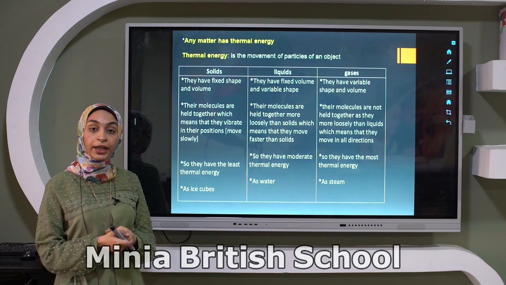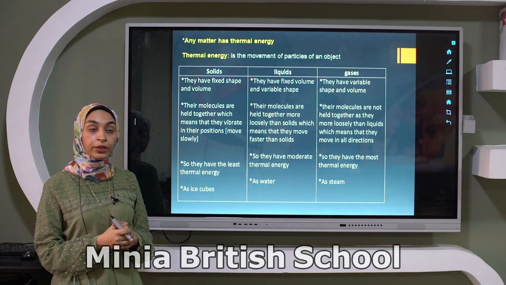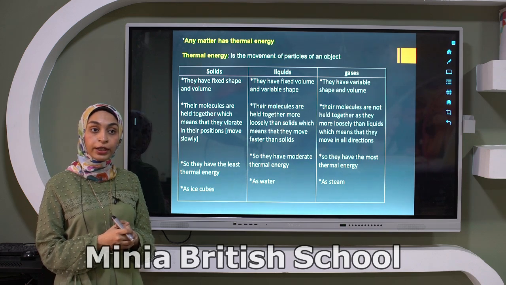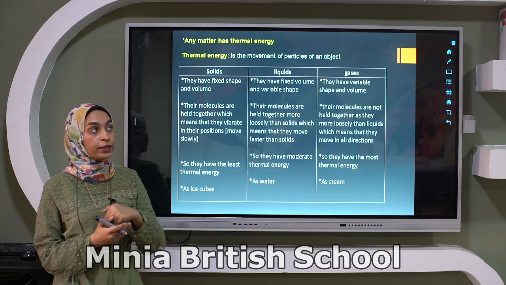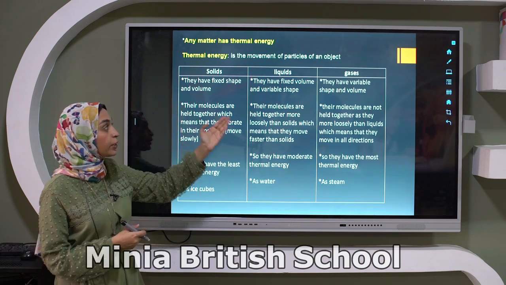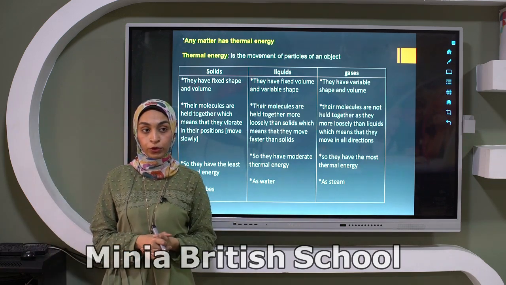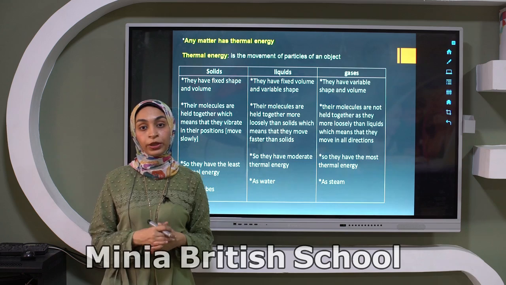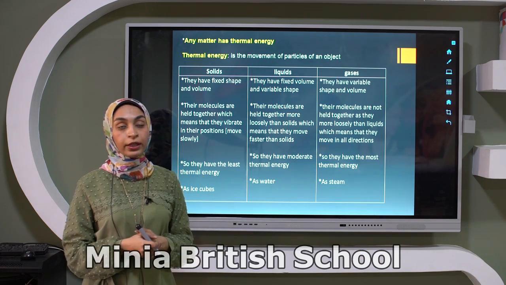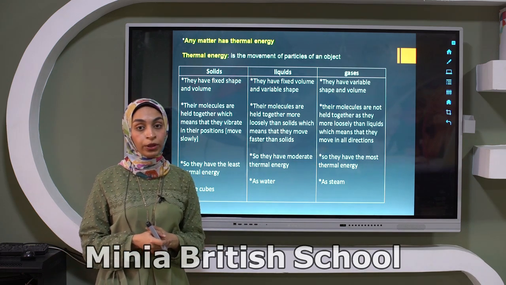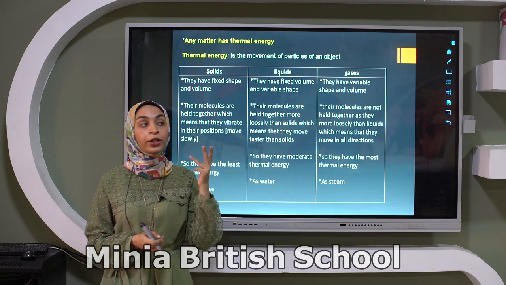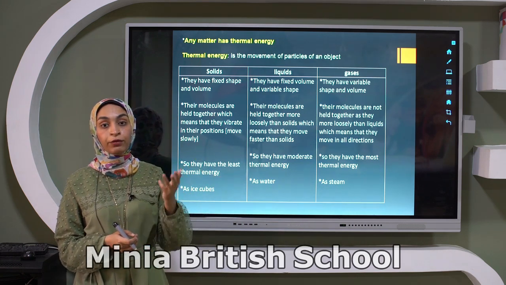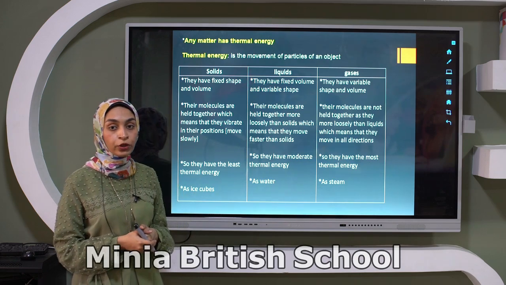First, any matter has thermal energy. Any matter, when it gains energy, starts to move, but it's completely different according to its state. So the thermal energy is the movement of particles of an object. If I want to compare between the states of matter, solid, liquid, and gas, I will compare between them according to shapes, volumes, movement of particles, the thermal energy that they have, and also examples for each state.